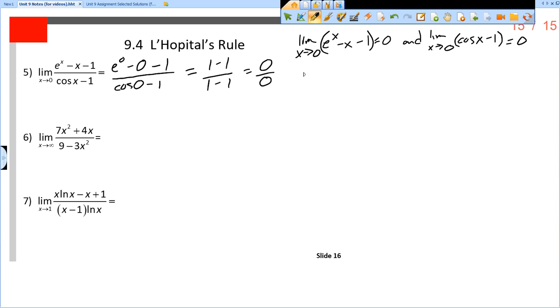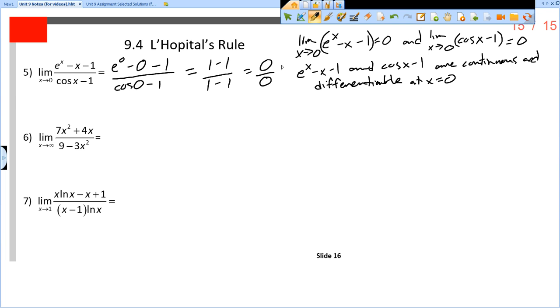What must also be true is that e to the x minus 1 and cosine x minus 1 are continuous and differentiable at x equals 0. Once that is true, then we can use L'Hopital's rule. So we're going to put an L in a circle there to indicate that we're using L'Hopital's rule.